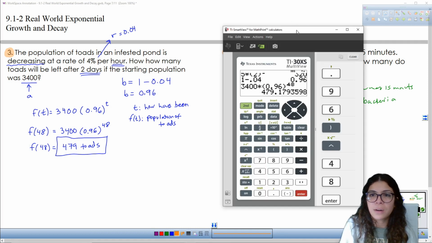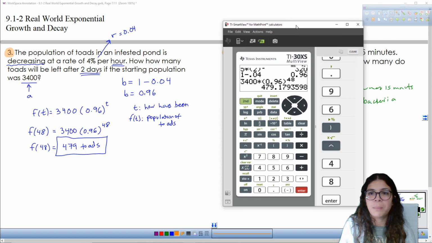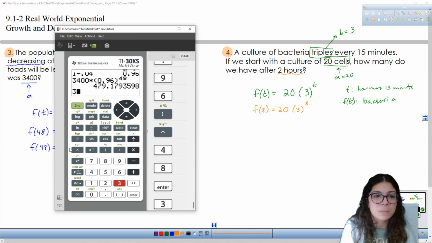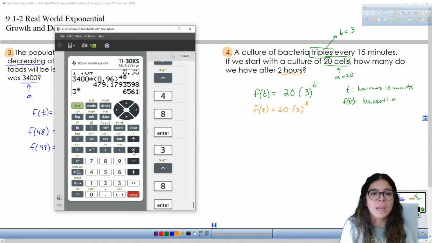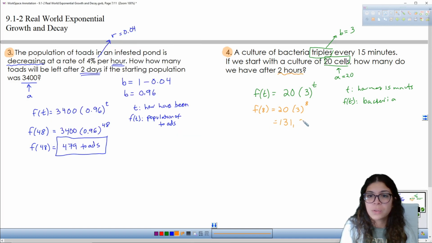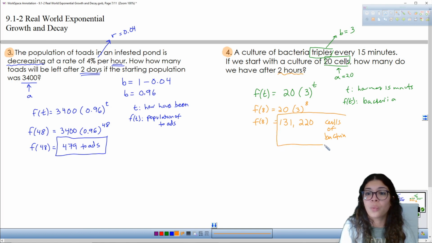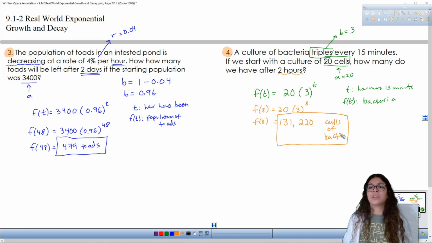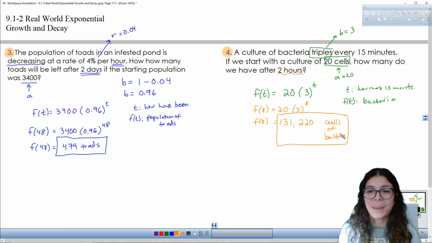And if you're doing this on another calculator that doesn't do operations for you correctly, remember, do the exponent first, 3 to the power of 8, and then multiplication after. So we have 131,220. Wow, 131,220 cells of bacteria. That's a lot. I guess if it's tripling every 15 minutes, that's a very quick rate, right? Your factor is quite large, so you're increasing by a lot.